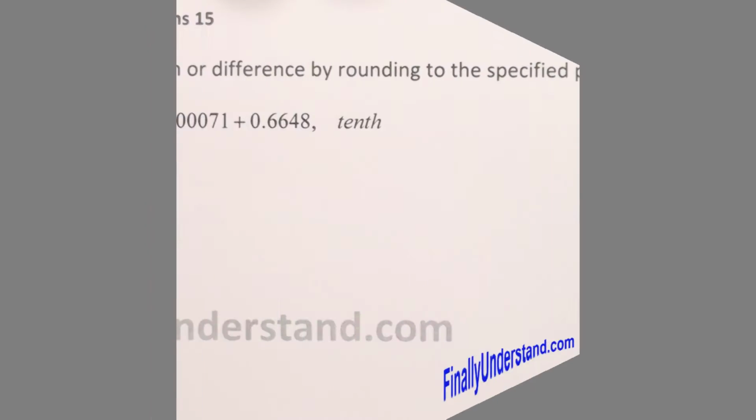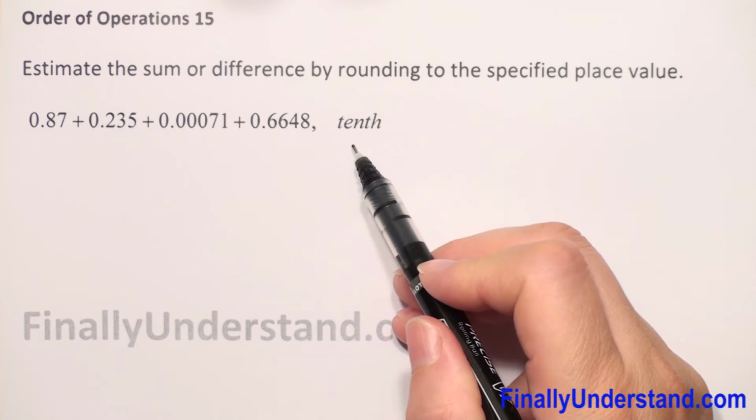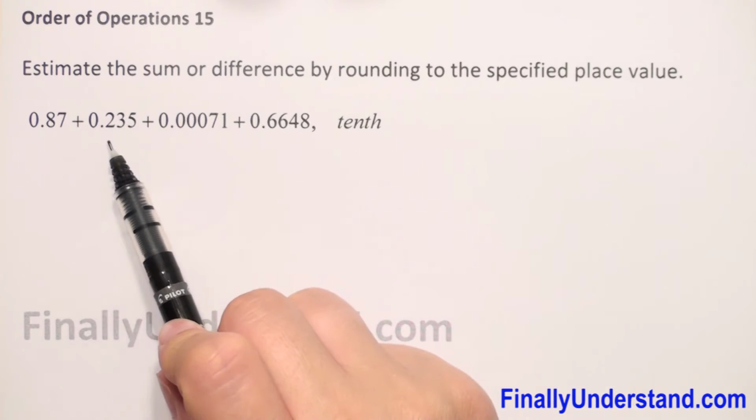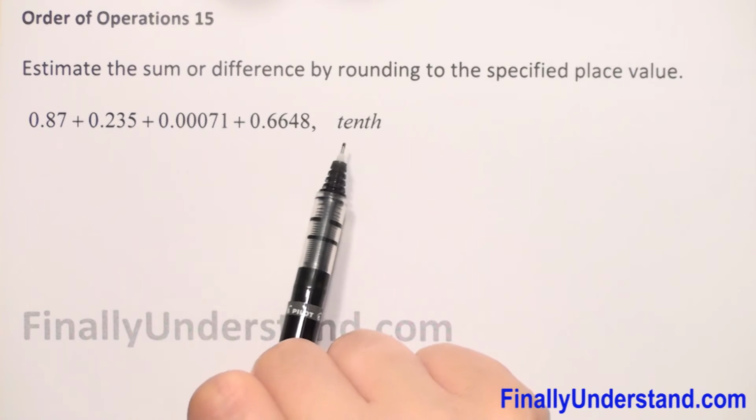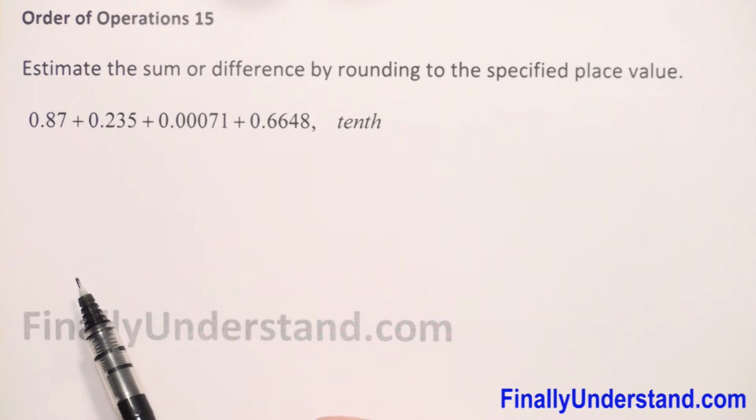We have to estimate the sum by rounding to the specified place value. In this example, we have to write to the nearest tenth. So first, we have to round each number to the nearest tenth and then add. The tenth is the first digit after the decimal point. So let me copy this example.